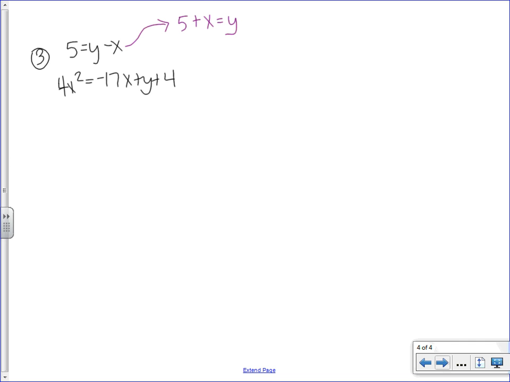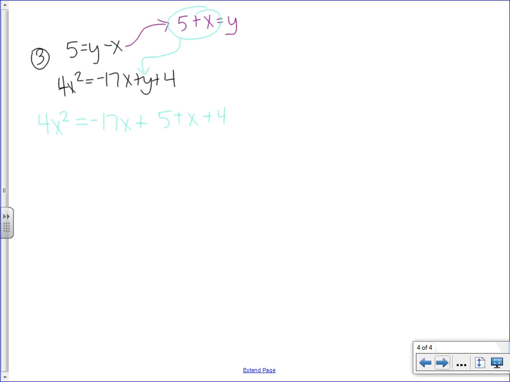And then I'm going to take that, since that is what y is equal to, and substitute that into my other equation. And I get 4x squared is equal to negative 17x plus 5 plus x plus 4. We have a quadratic equation. Let's try and get this equal to 0 and factor. Or if you don't feel like doing that, you are more than welcome to use the quadratic formula.